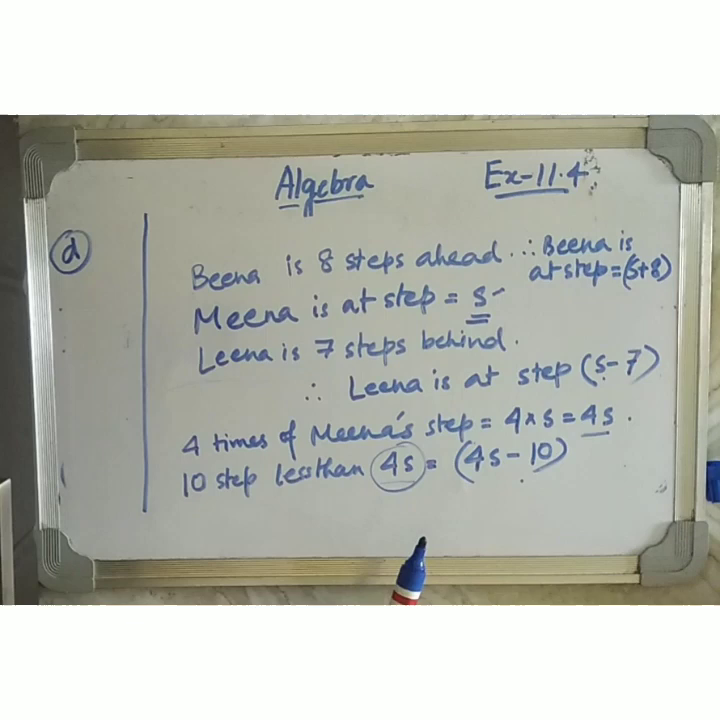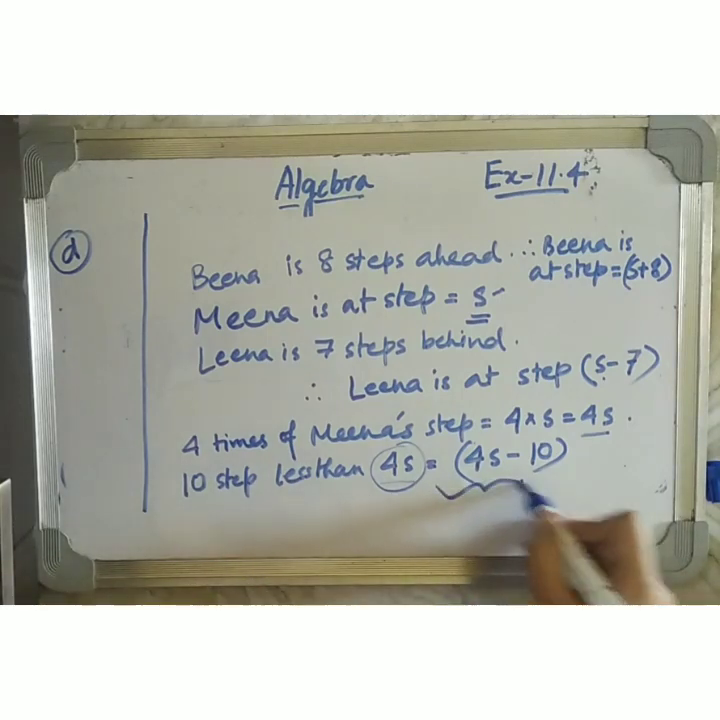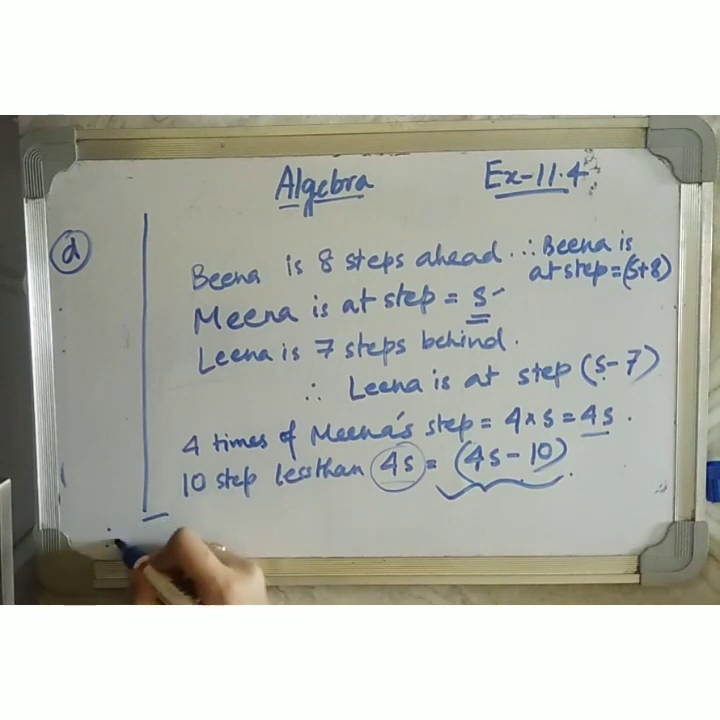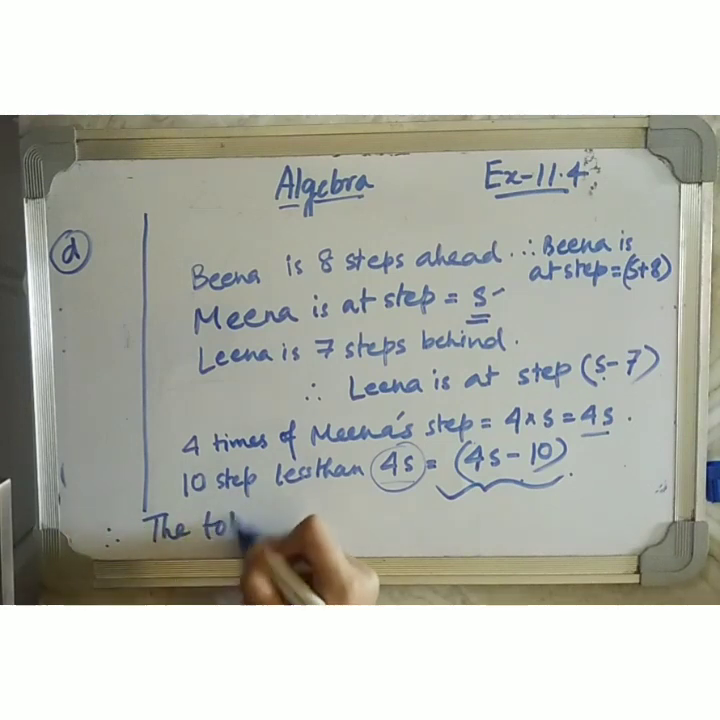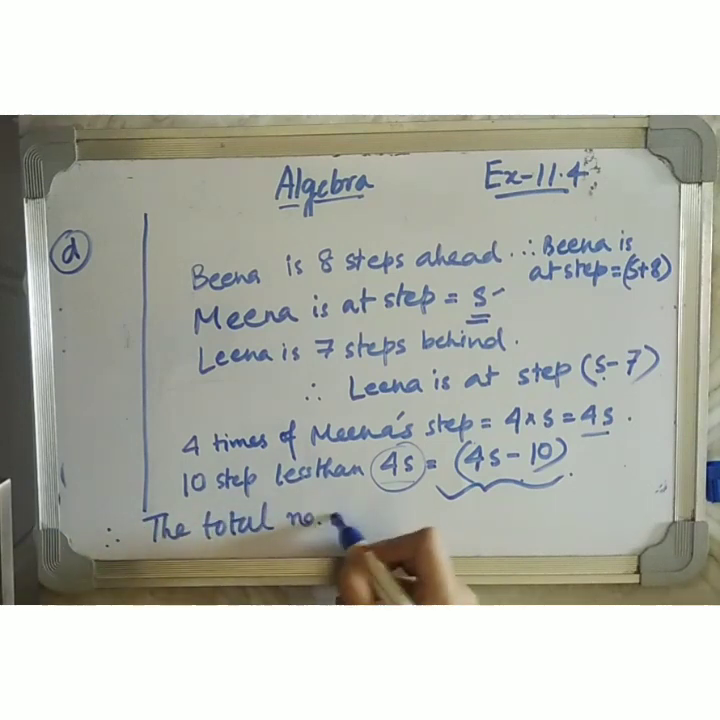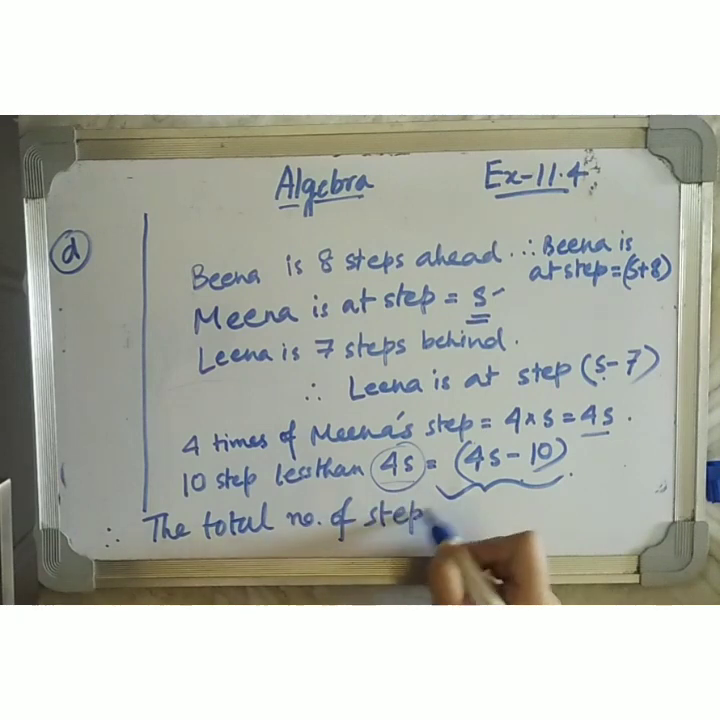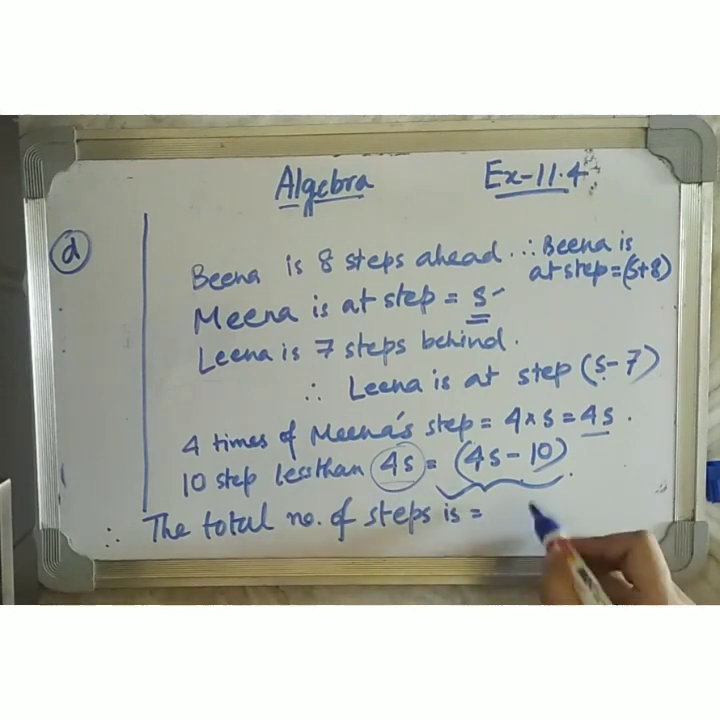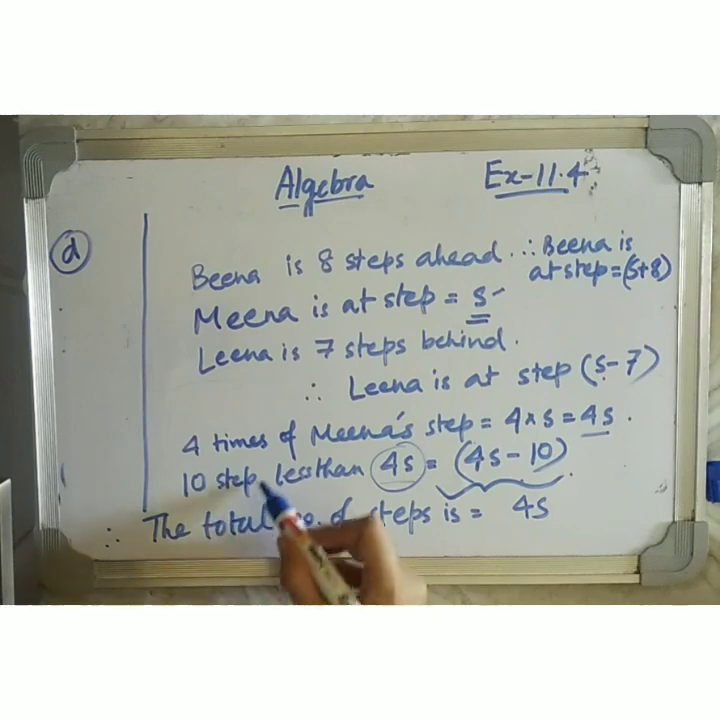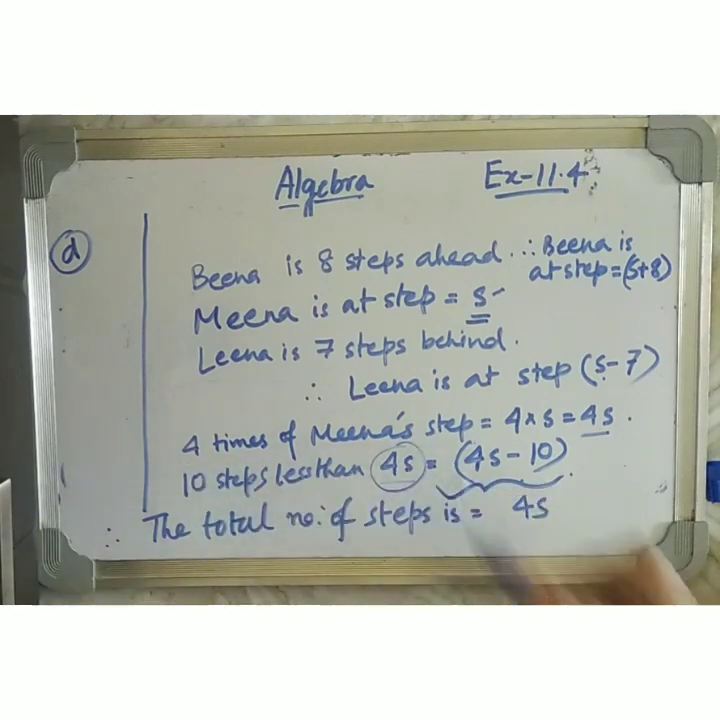The question asks us to express the total number of steps using S. So this will be the total number of steps. Therefore, the total number of steps is 10 steps less than 4 times Meena's step, that is 4S minus 10. Very easy sum. Okay, now let's come to the next sum.